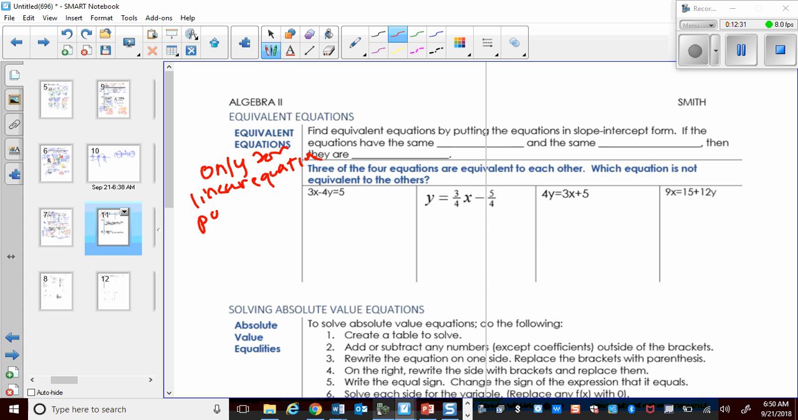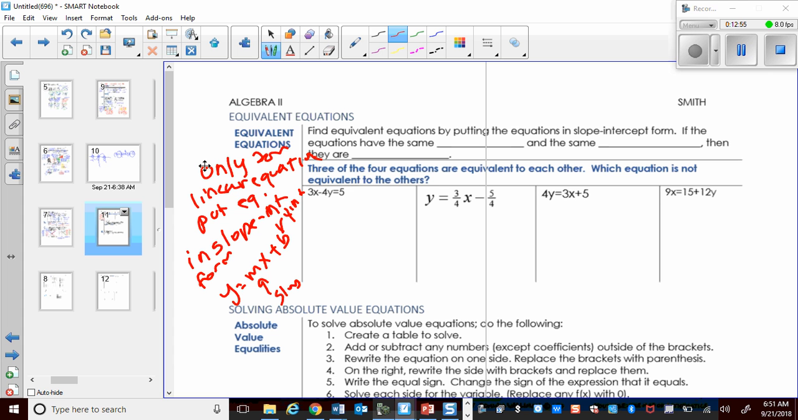Put the equations in slope-intercept form. And we're going to identify the slope and the y-intercept. So it should be like this: y equals m times x plus b. Here's the slope. Here's the y-intercept.